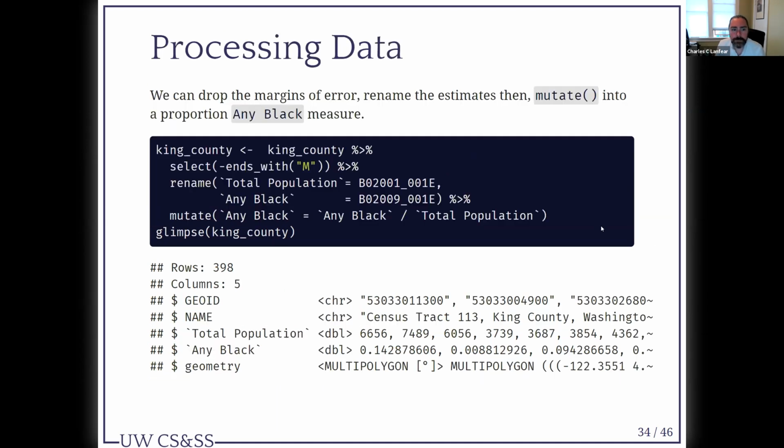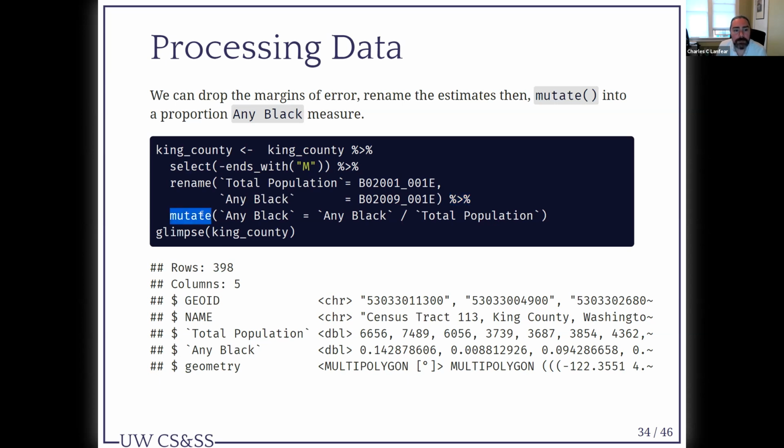So we got some data, let's do some stuff with it. What I'm going to do here is get rid of those margin of error columns. I'm going to rename the estimates and I'm going to mutate a percentage variable that I can plot. So I'm going to overwrite my King County data with my King County data and then remove the columns that end in M. These are my margin of error columns, which I do not want. And then I rename this variable to be total population because that's what it actually is, and this variable to be any Black because that's actually what it is. So I know these IDs correspond to these measures, so I'm going to rename them to something I can understand.